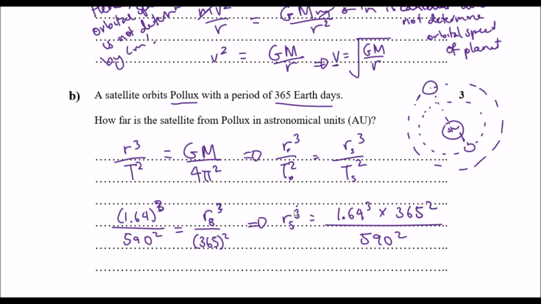Okay, so what we can do then is cube root our expression. So the distance of separation would be approximately, in 3 significant figures, 1.19 astronomical units. Okay, and that's how you do this question.